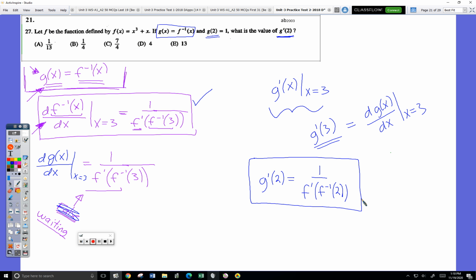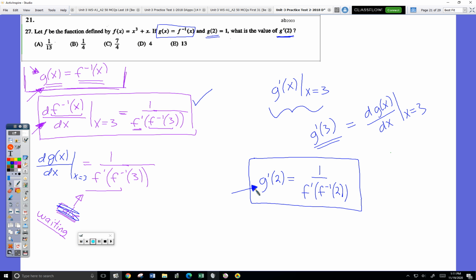Awesome. So now what do I do? I'm trying to find g prime of 2. That was a really good discussion because that was all focused on ideas, not on this problem. So that's going to help you on future problems. Max?